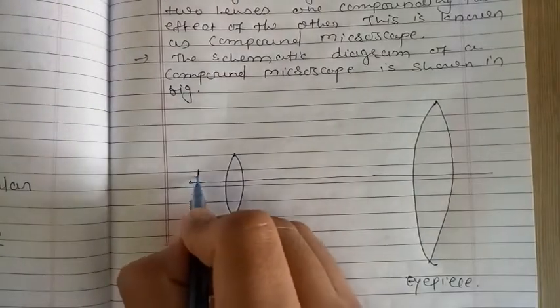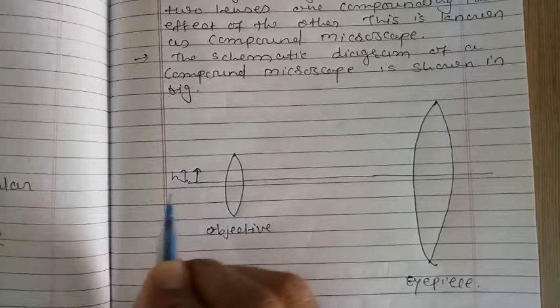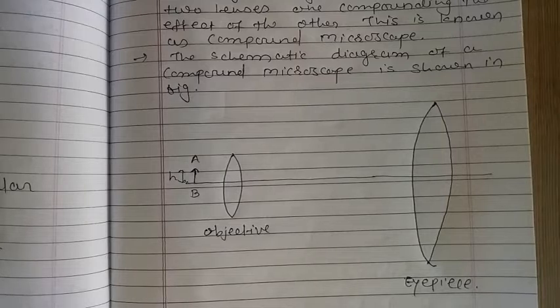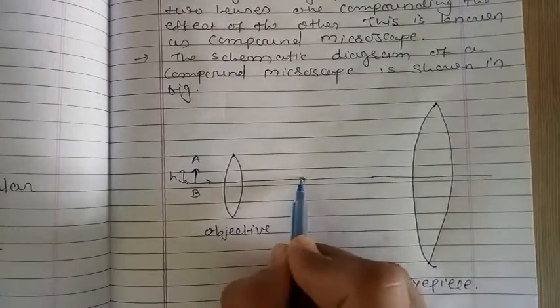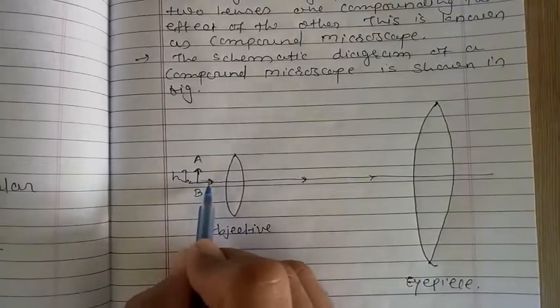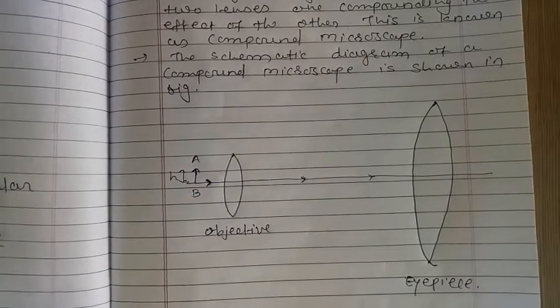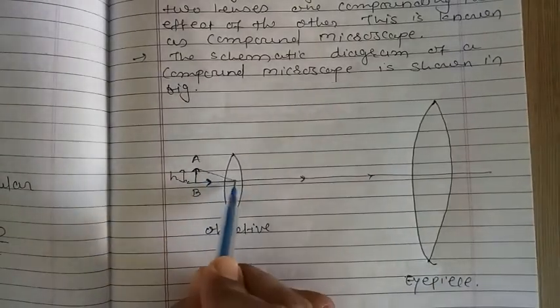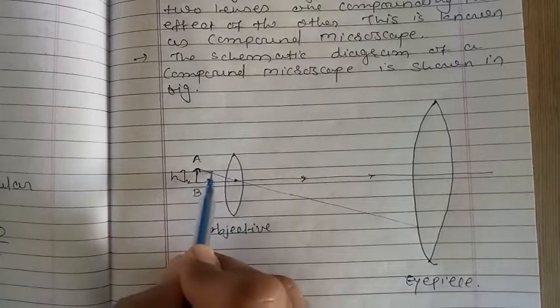Here this is the object having height h, right? So here this is the object AB. Now here we have to obtain an image of this object. So one ray is like this, right? It passes in a straight line. Another ray passes through the optical center and goes like this, right?